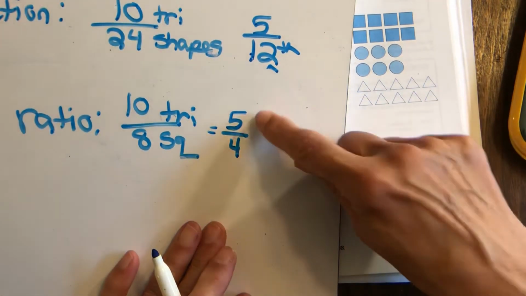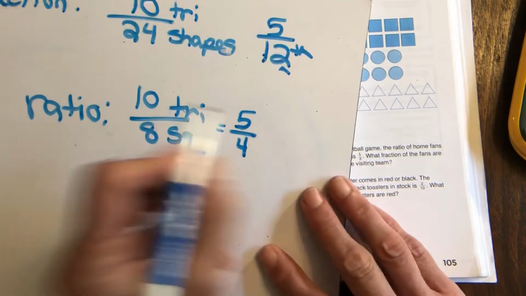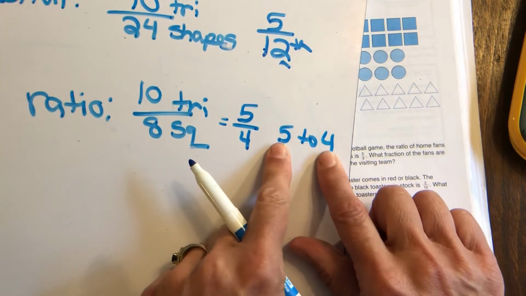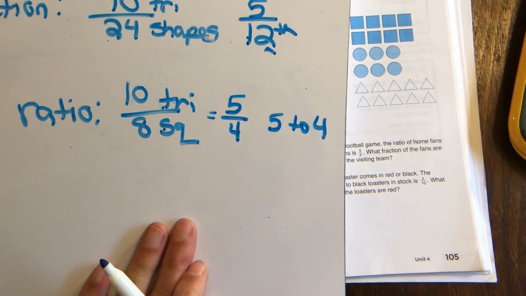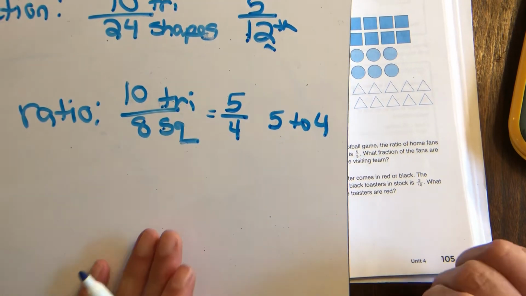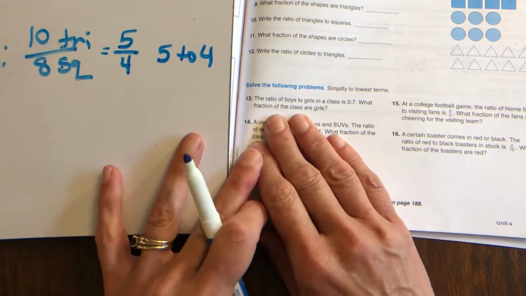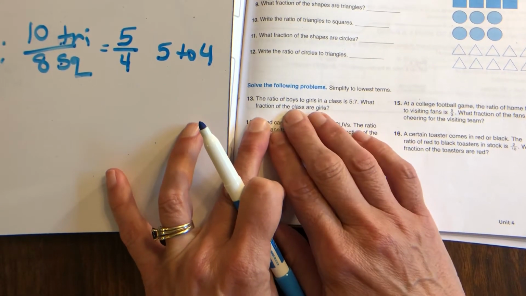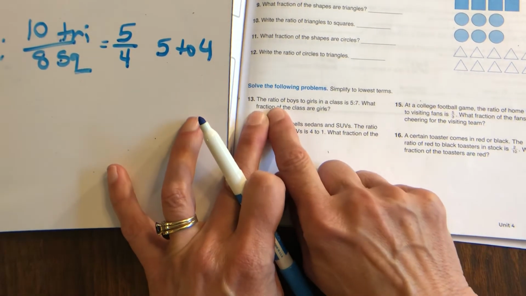So you have 10, and then it's over 8, and our answer is 5 over 4, but how do we say it? Do we say 5/4? No, because this is a ratio. We say 5 to 4. If I'm talking about comparing triangles to squares, we say 5 to 4. Now, one more quick problem I want to show you, because we see this a lot of times in more of a standardized test situation. The picture ones we don't see too often. But I'm going to show you this number 13.